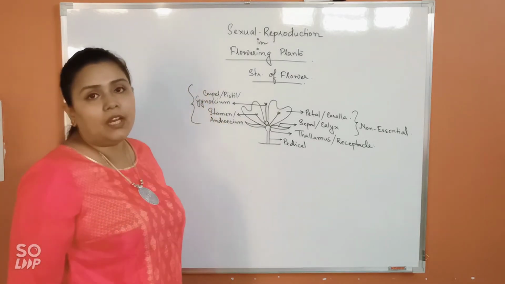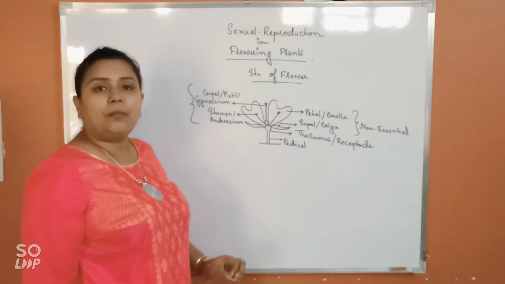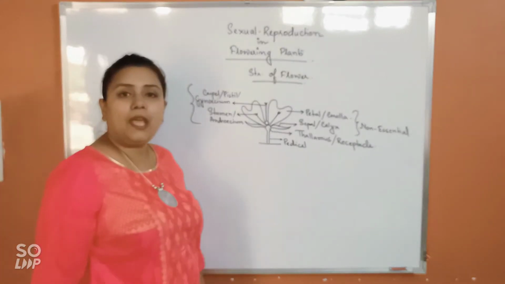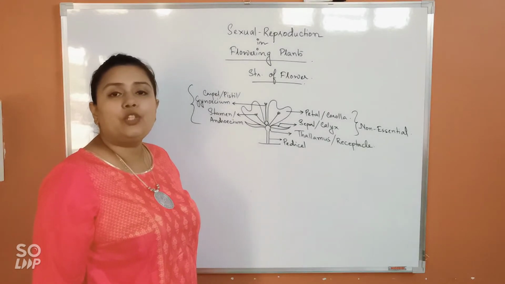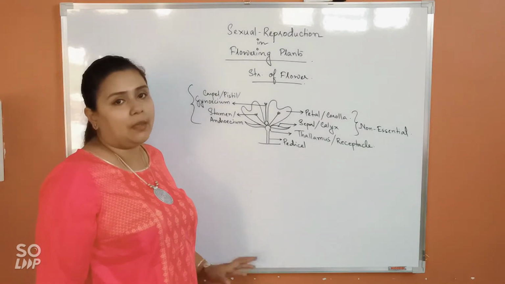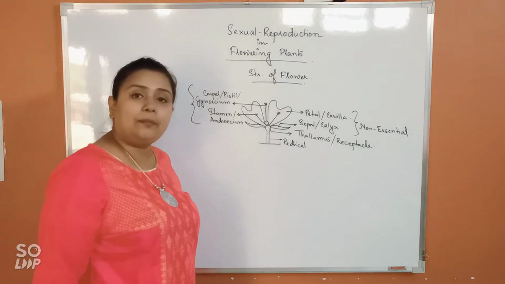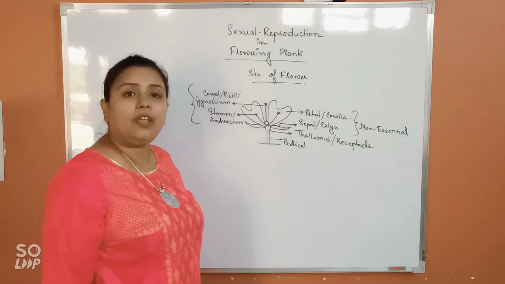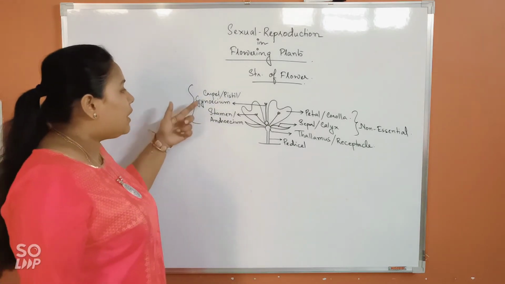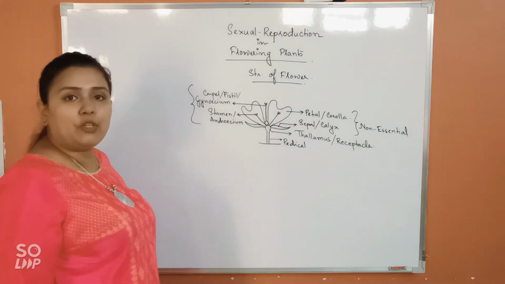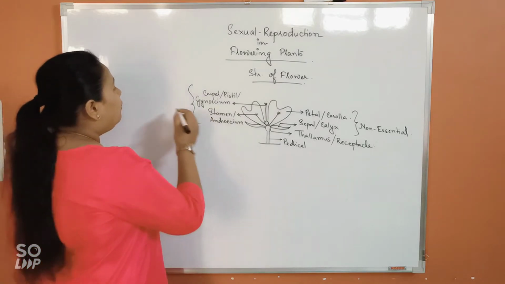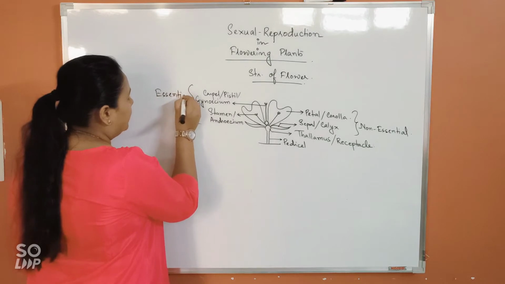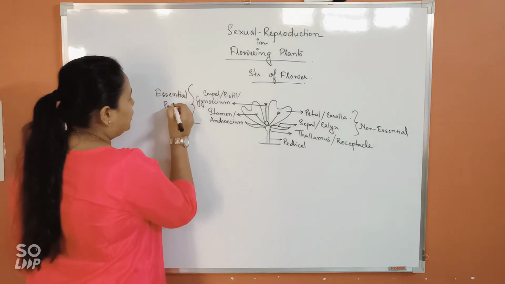But regarding stamen and carpel, they are the major sex organs present in the flower. The stamen is the male reproductive unit of the flower which will produce the male gametes. Likewise, carpel is the female reproductive unit which will produce the female gamete. Because they are directly involved with gametogenesis or gamete formation, we call these parts essential parts of the flower.